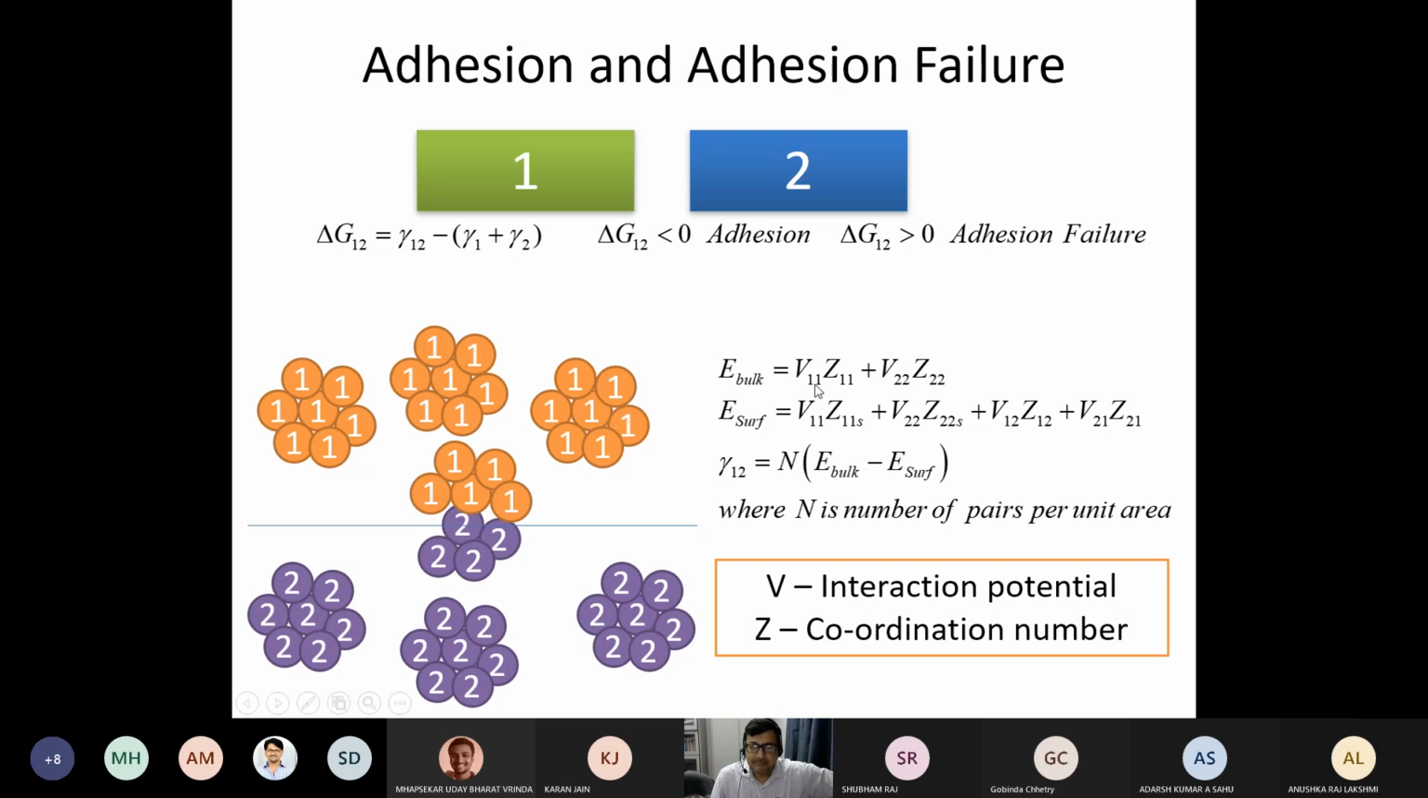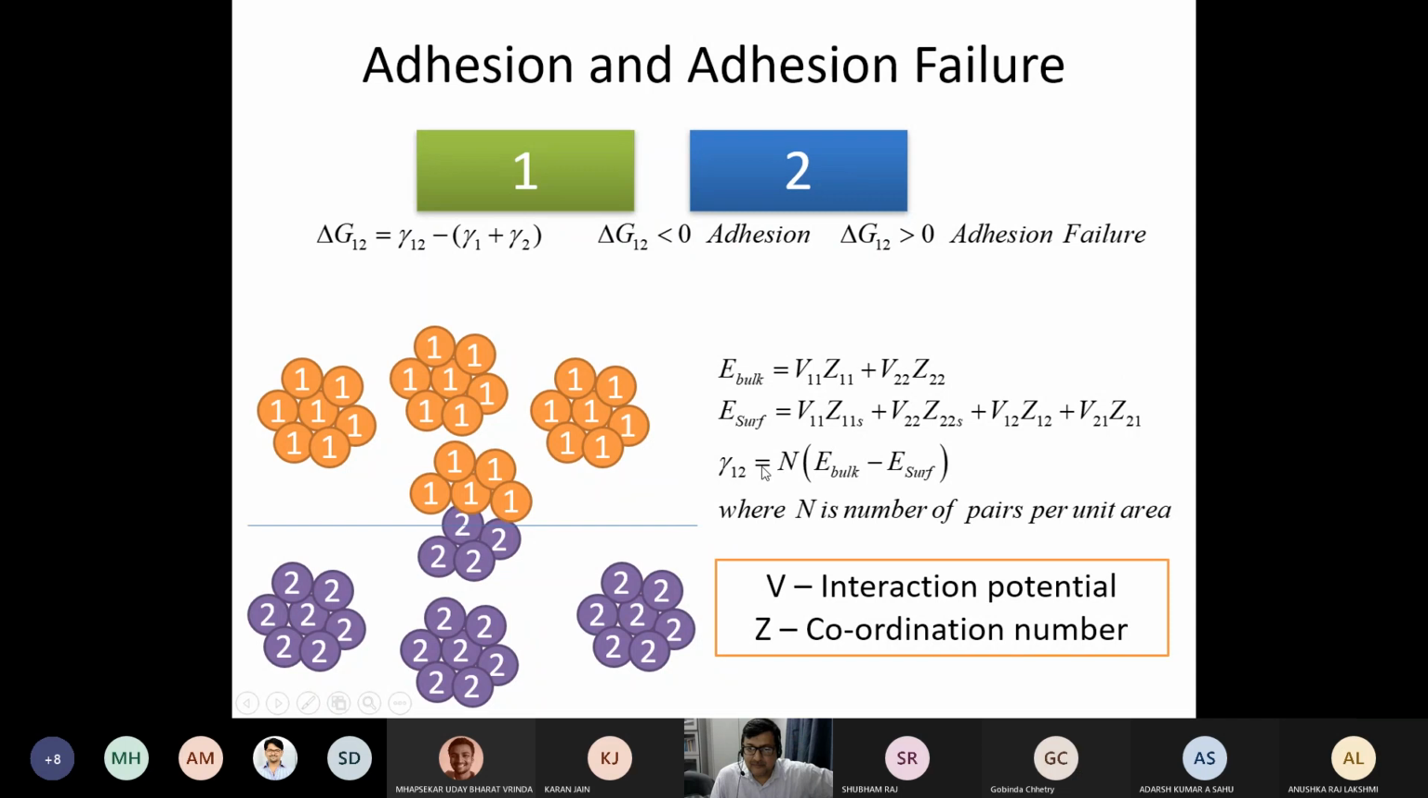Yes. V11 is the interaction potential. I have 6 such because of the coordination number, per unit lattice. Now at the surface, it is not the case that I have 6. At the surface, for this I have 4, for this I have 3. That is Z11S and Z22S. Understood. And then I have 1, 2, which is also coming in addition.